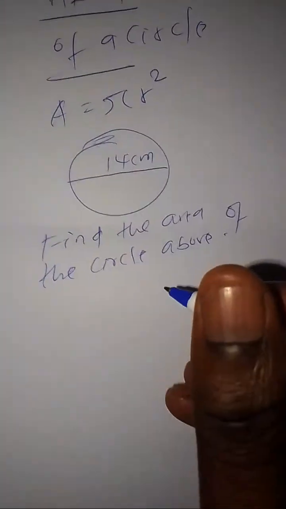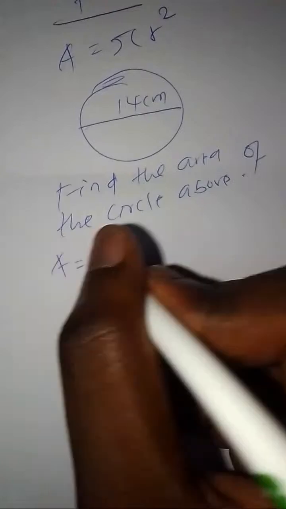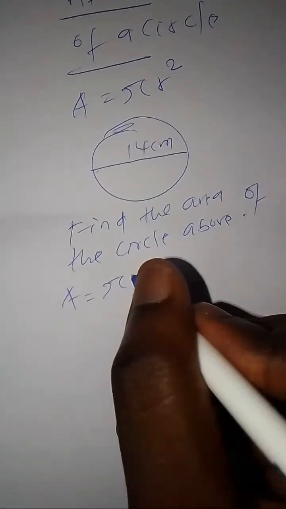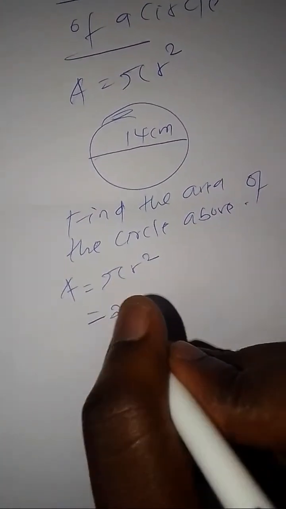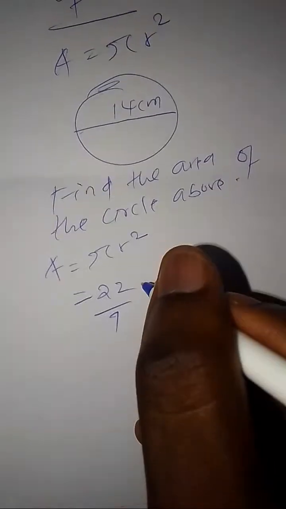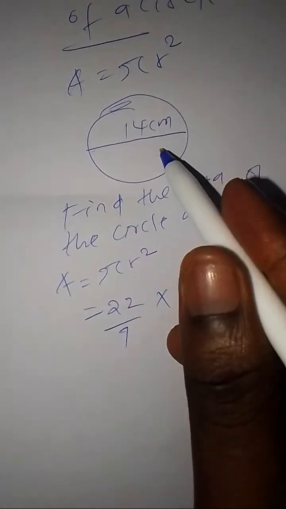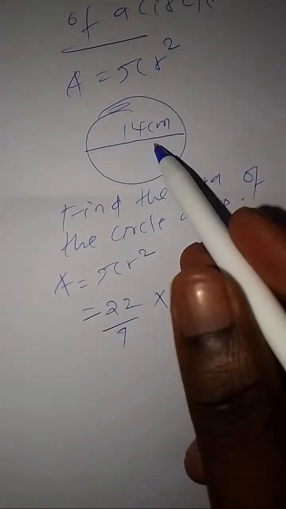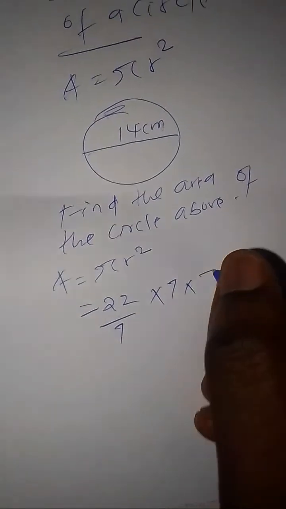Now, we say that the area of a circle, A stands for area, is equal to the formula that you just saw here, pi r squared. So here we shall have area as 22 over 7 multiplied by r. r is not 14. 14 is the diameter. r is the radius. So we shall have 14 divided by 2, which shall be 7, multiplied by 7.